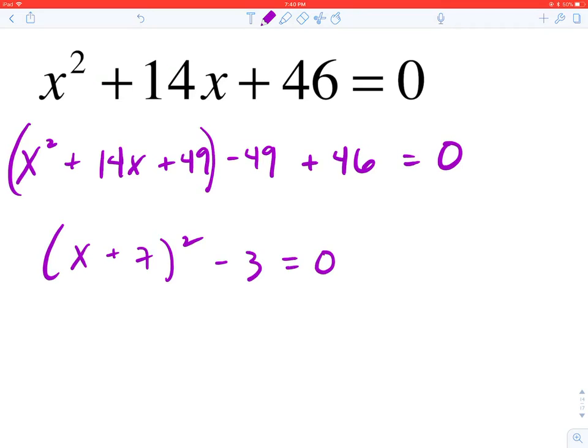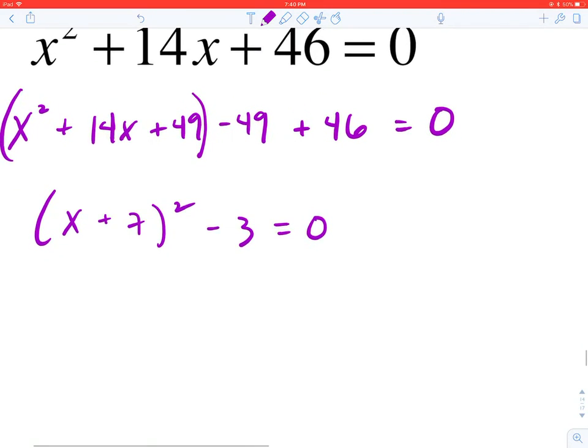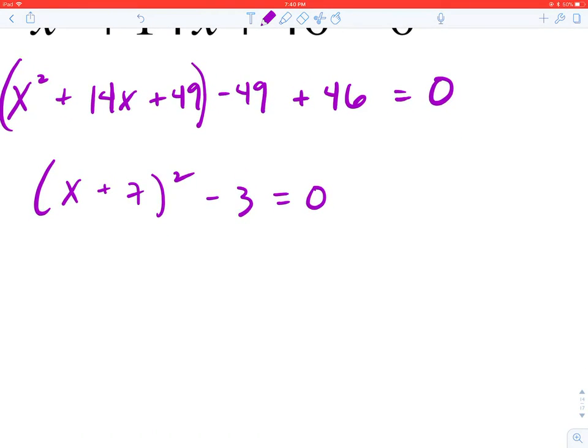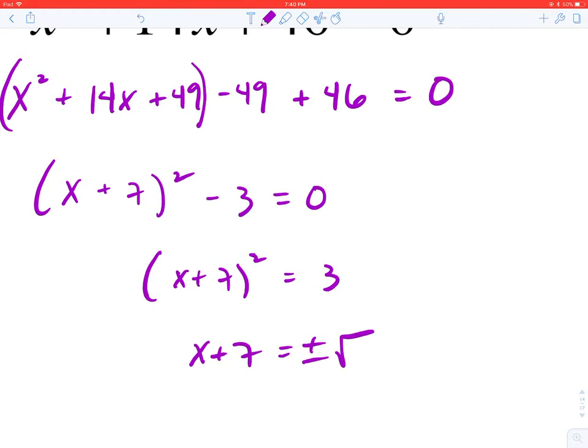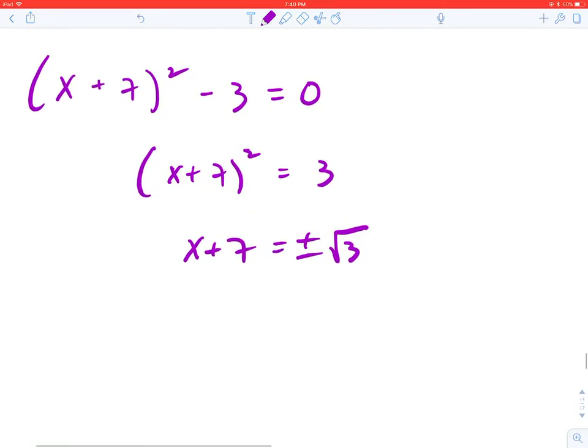I've completed the square. The thing about the complete the square method is after you've completed the square, it just switches to solving by square root method. This should be very familiar to you guys. This is just solving by square root method. So we need to get the x plus 7 squared by itself on the left-hand side of the equation. So we're going to add 3 to each side. Take the square root of each side of the equation.